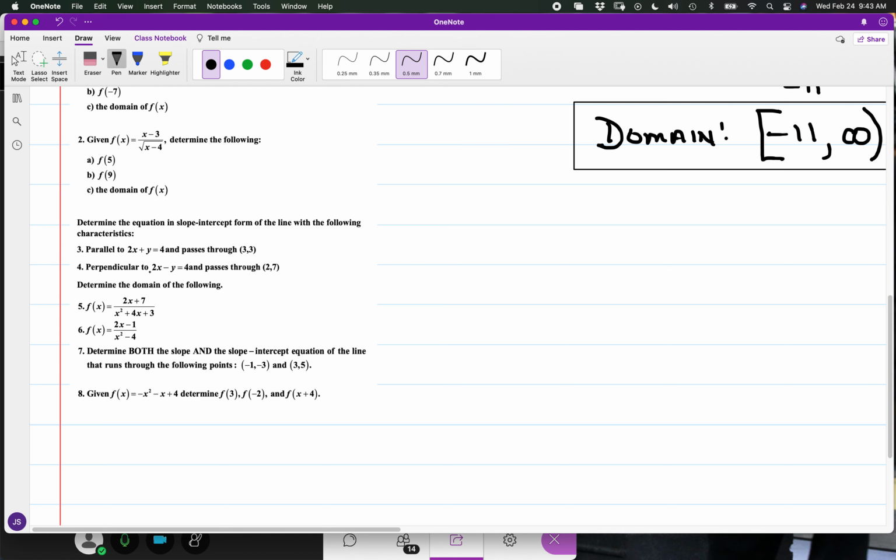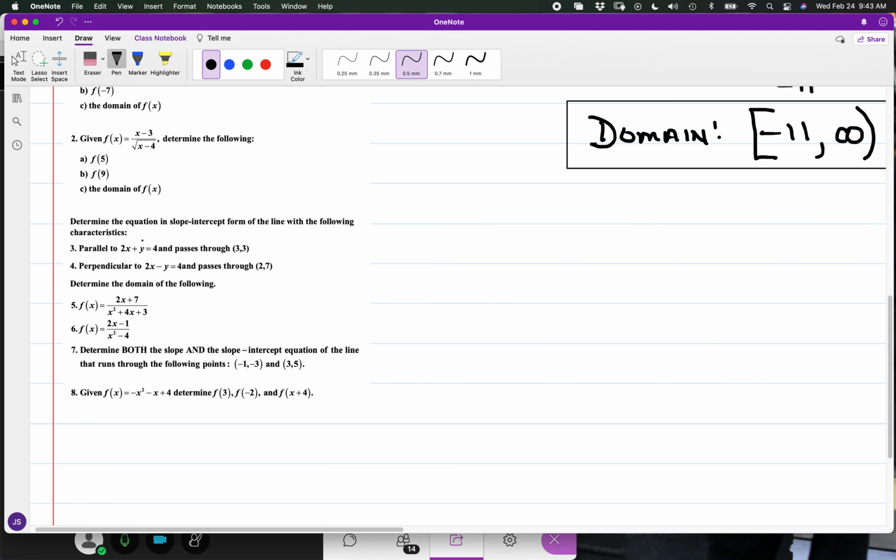And with item number 3, we're looking at determining the slope-intercept equation of a line that is going to run parallel to 2x plus y is equal to 4, and where the parallel line is going to pass through 3, 3.